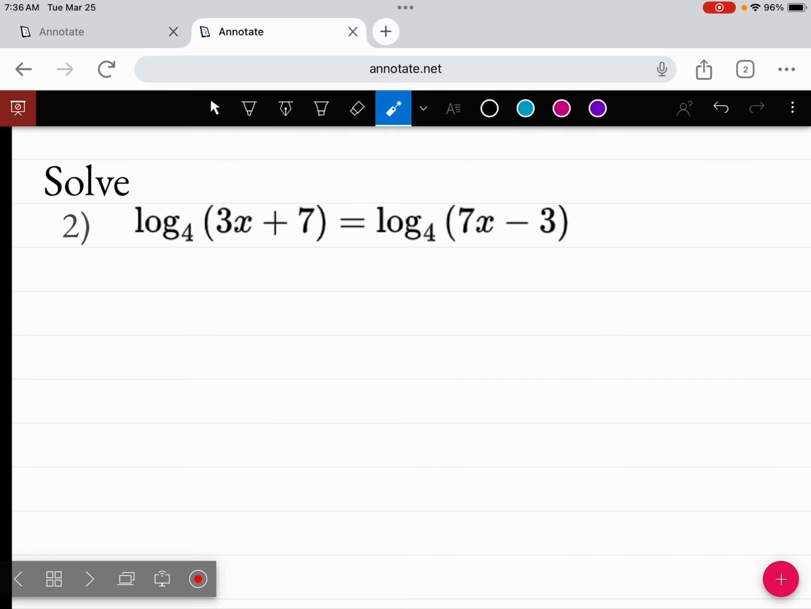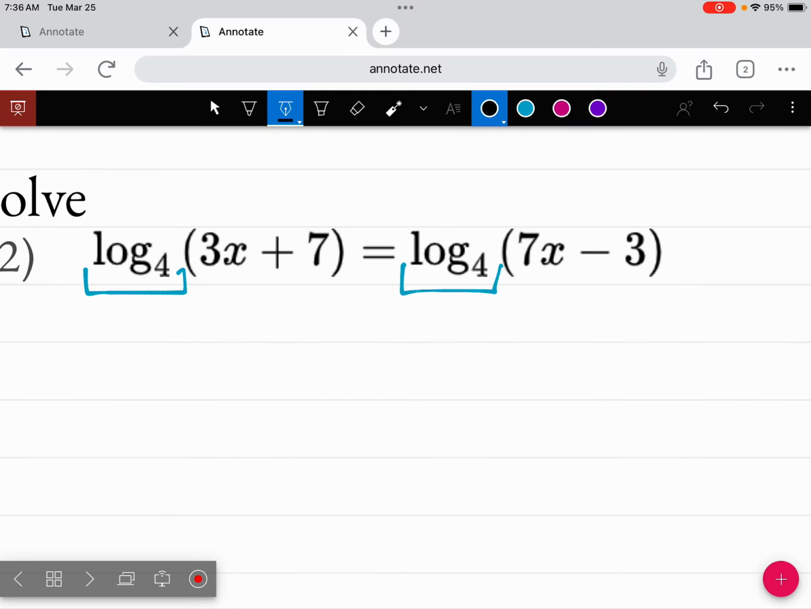All right, so number 2 is very, very similar. I've got log base 4 of 3x plus 7 and log base 4 of 7x minus 3. So I see that we have that same base on both sides. That means just like with exponentials, I can ignore it. If the base is the same, I don't need to keep it. We can just look at our 3x plus 7, and we want to know when that equals our 7x minus 3.